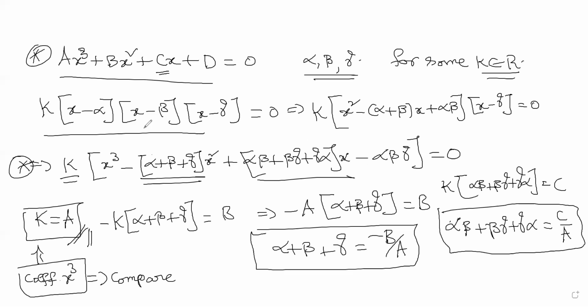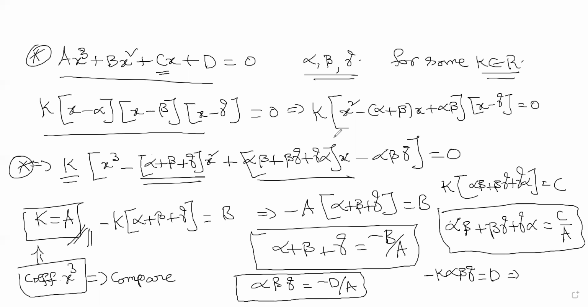The fourth one is very very simple. Again multiply k here. That is the constant, not a coefficient, that's a constant. So k into minus alpha beta gamma gives d. From this you can write alpha beta gamma as minus d by a. So this is how to solve the coefficients. I mean the sum of the roots, the sum of the product of the roots taken two at a time, and the product of the roots.